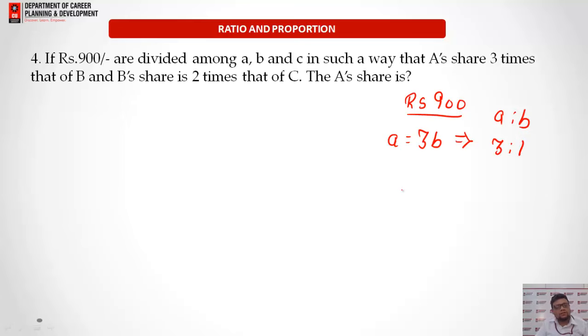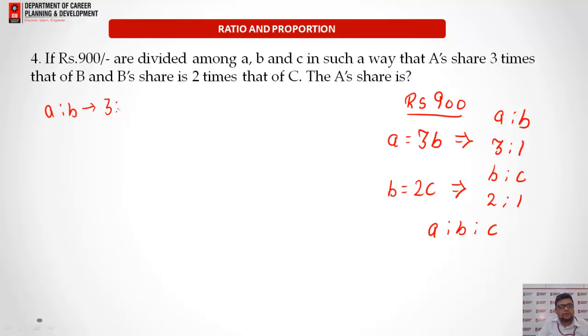Okay. Now second statement is share of B is 2 times of C, or we can say B is to C ratio is how much? That is 2 is to 1. Now before solving it, we must find the ratio of A is to B is to C. Let us see how to find this ratio. We have A is to B is 3 is to 1, B is to C is 2 is to 1, and we have to find A is to B is to C.